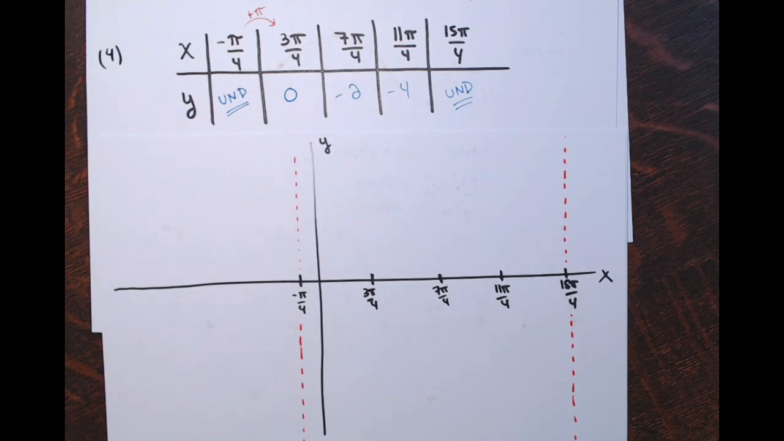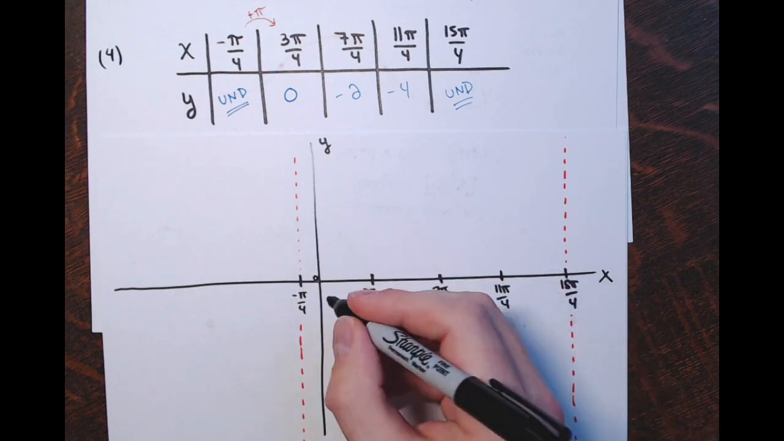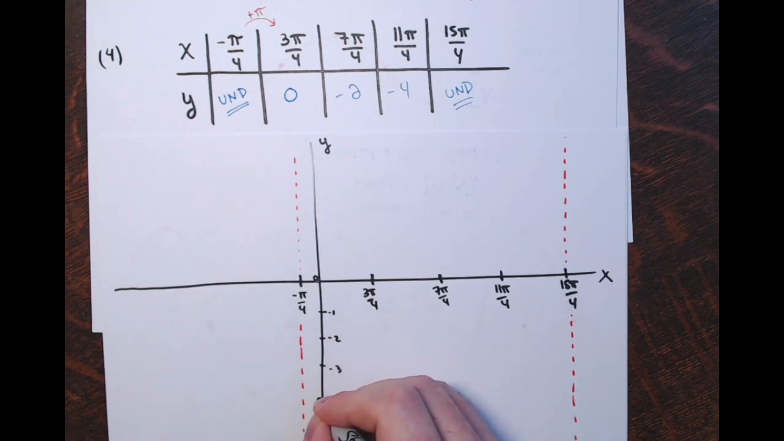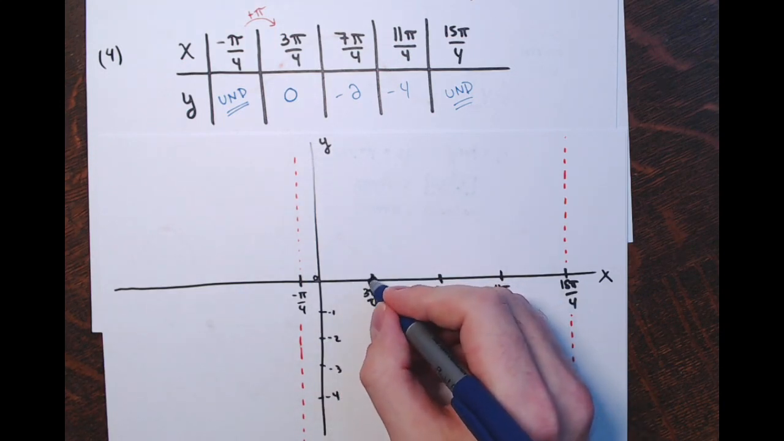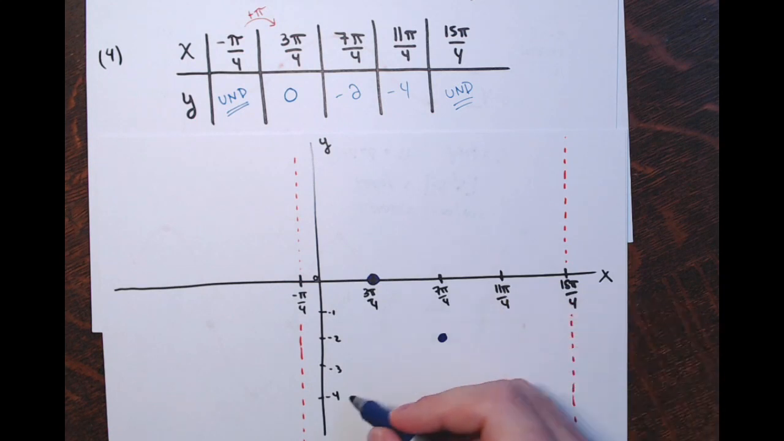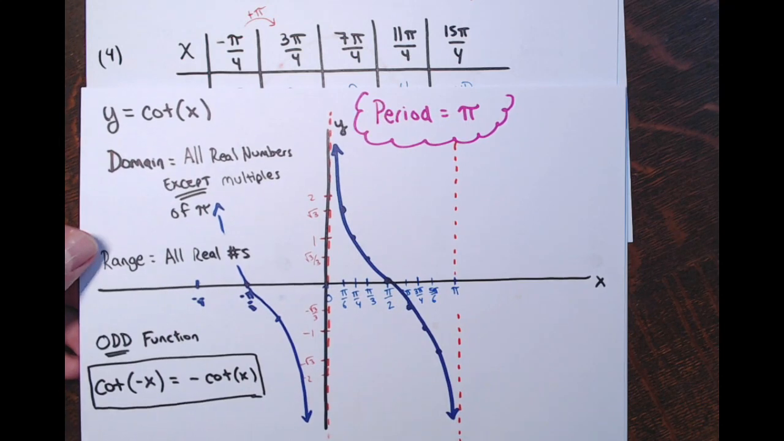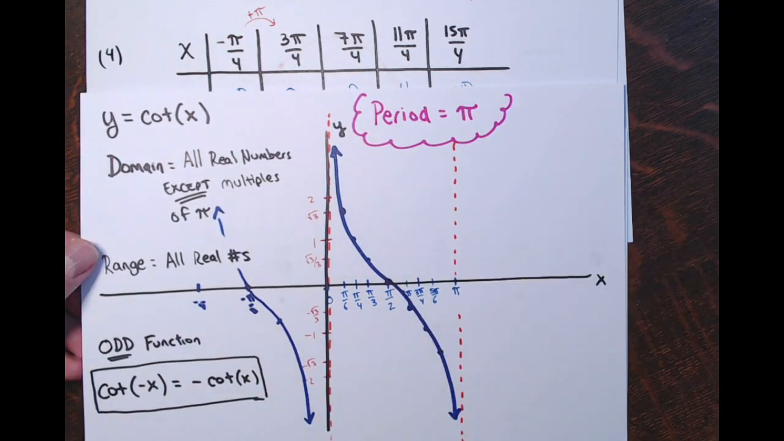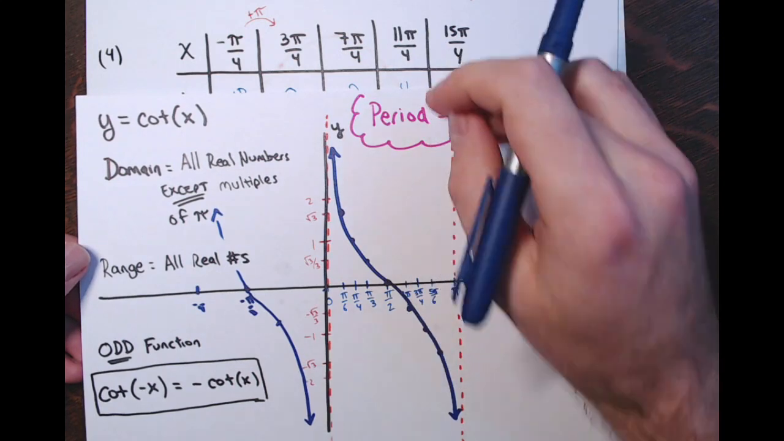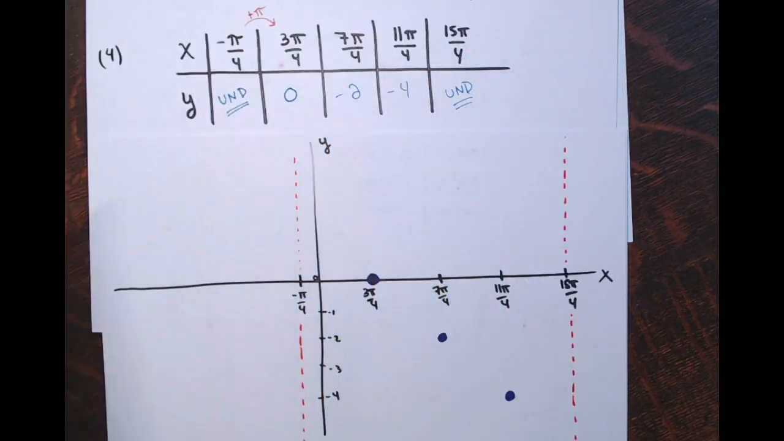And then the values at these other inputs are 0, negative 2, and then negative 4. So plotting points: 3 pi over 4, 0. 7 pi over 4, negative 2. 11 pi over 4, negative 4. And this should be enough, knowing what we know about these cotangents and tangents. Remember, cotangents and tangents are smooth curves between asymptotes. They go up forever and down forever at some point. They could be falling curves, they could be rising curves. It all depends on what number is in front of the cotangent.